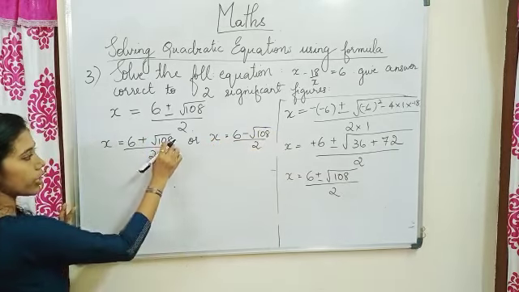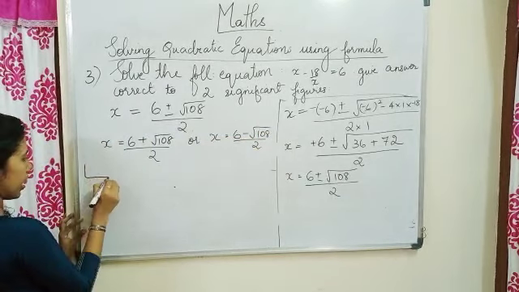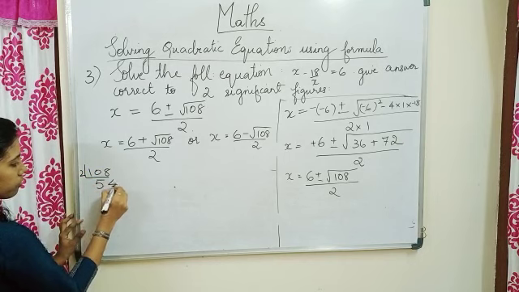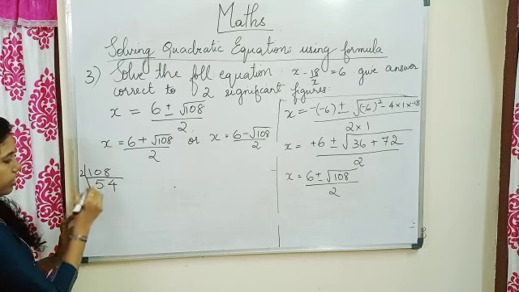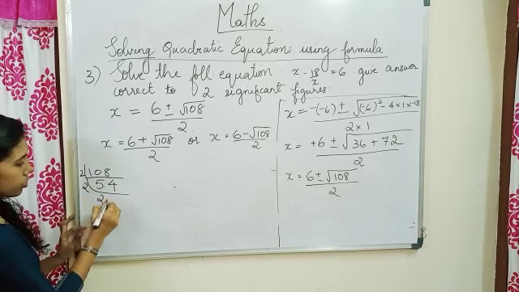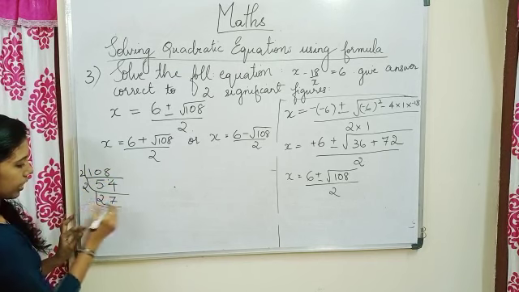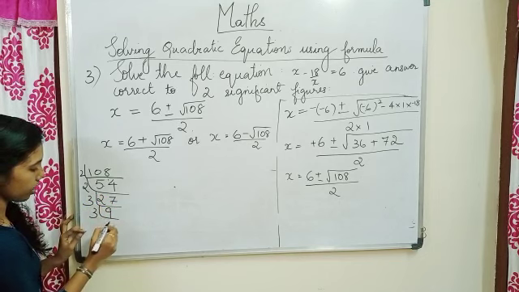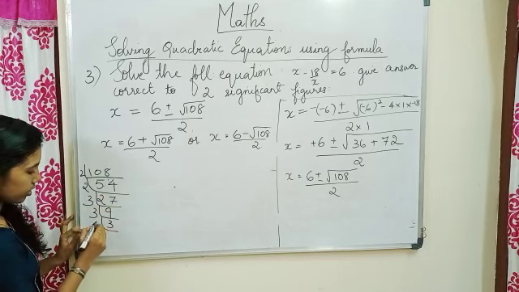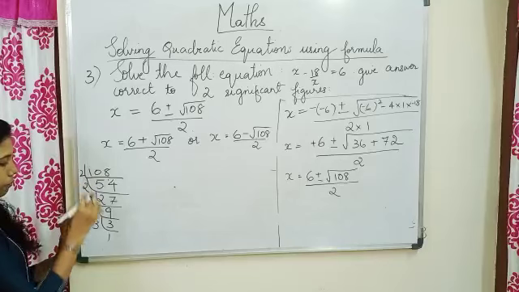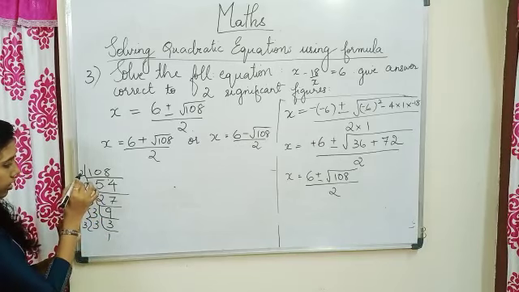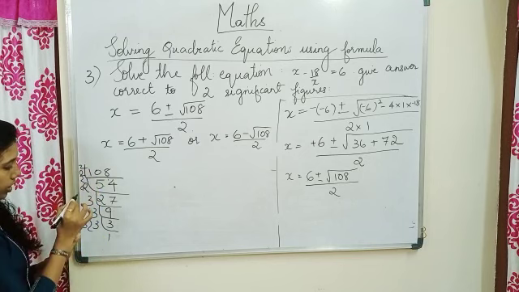Here we have to know the value of root 108. For that we can take LCM. 108, 2 twos are 4, that is 54. Then again 2 twos, 27. Again 3 nines are 27. Again 3 threes are 9, 3 threes are 9, then 3, 1 threes are 3. Again we can pair here, that is 3 and 3. We can take 3 outside, and from here 2 and 2, take 2 outside. Then 2 into 3 is 6 root 3.